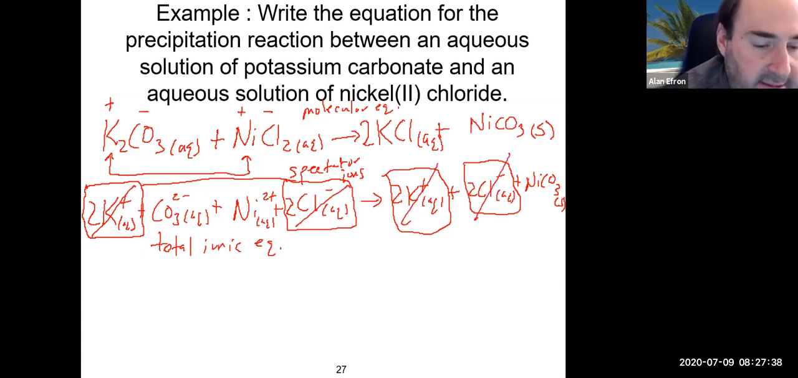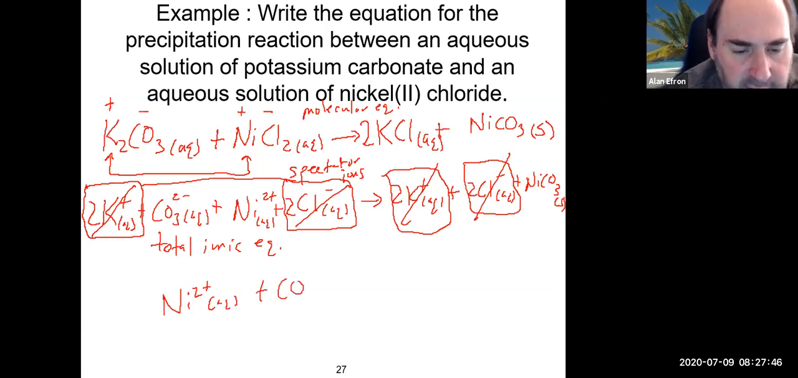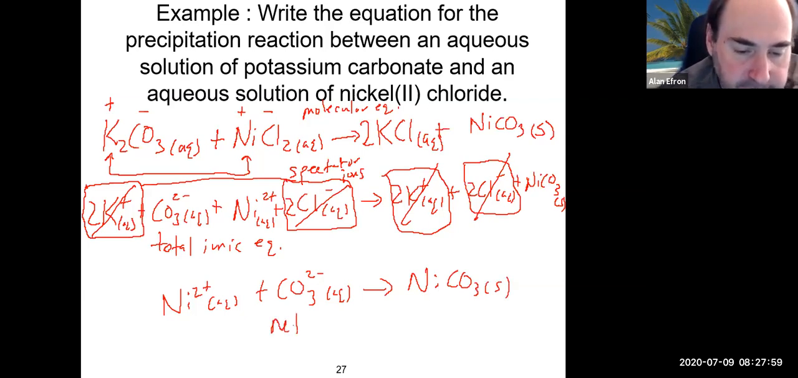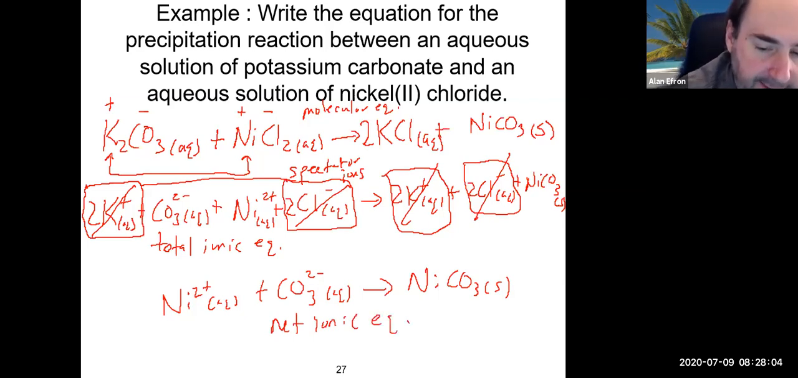And what that leaves us is the third type of equation we talked about last time, which is the nickel here is really going to come together with our carbonate. And it is going to form our nickel 2 carbonate solid on the other side. And this is the net ionic equation. So those were the 3 types of equations that we talked about in this particular problem. It just really wanted the overall equation there, the top one, the molecular equation. But again, your total ionic and your net ionic.